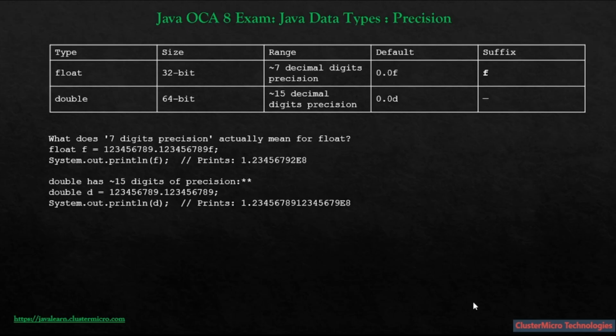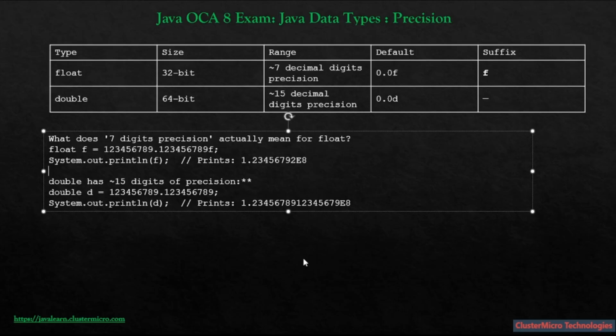So how many did you give it here? 9 and 9, 18 digits, but how many is it printing accurately? 7, printed accurately. After that, the rest becomes garbage basically, 792 here. And it's not rounding either, it's just running out of space to store the precision. Now double has 15 digits of precision, so if you put the same number in a double d and do a println, it will print properly up to 15 digits.